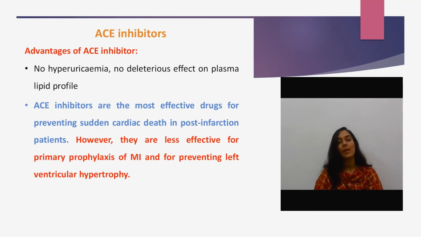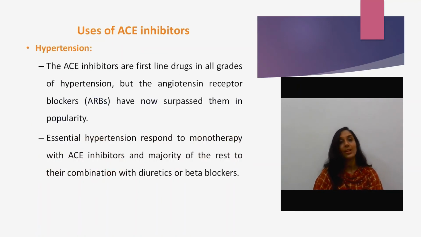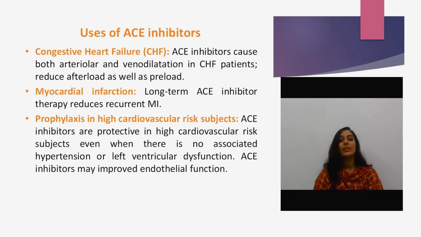Then ACE inhibitors are the most effective drugs for preventing sudden cardiac death in post-infarction patients. They are less effective for primary prophylaxis of myocardial infarction and preventing left ventricular hypertrophy. Then the uses: it is used as a first-line drug in all grades of hypertension, right? Then essential hypertension responds to monotherapy with ACE inhibitors, right? Then in congestive heart failure, it is also used.